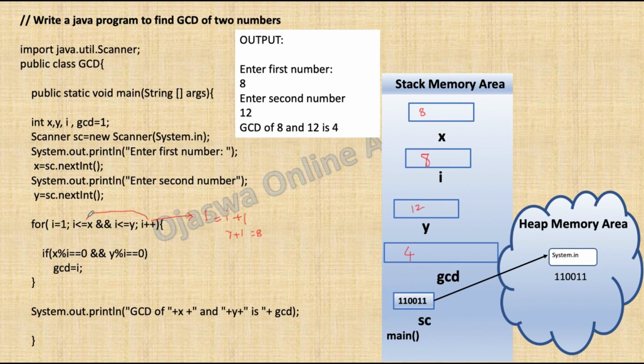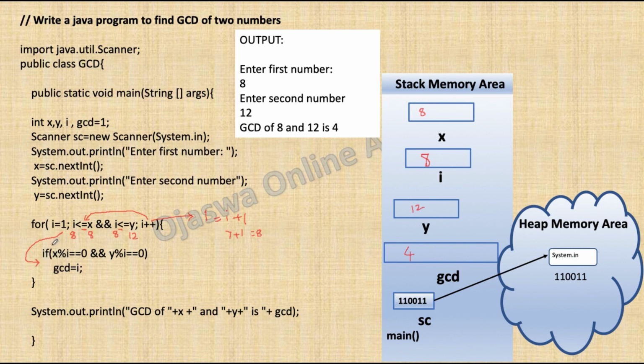From here control of the program will go to the condition. Value of i is 8 and value of x is 8. 8 is equal to 8. So the condition becomes true. The first condition is true, hence the next condition is evaluated. Value of i is 8 and value of y is 12. 8 is less than 12. The condition is true. Both the conditions are true. Hence control of the program will come inside the loop and the if statement will be executed.